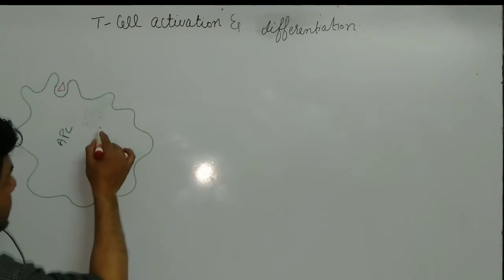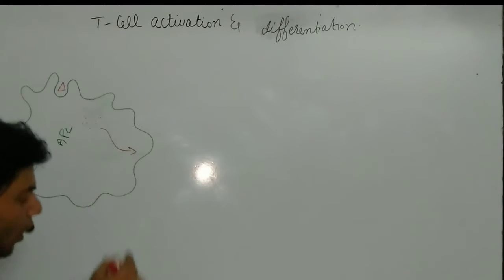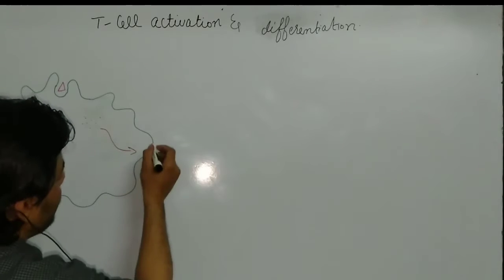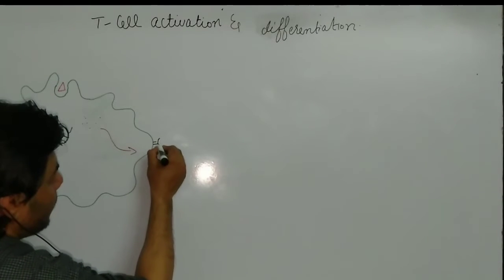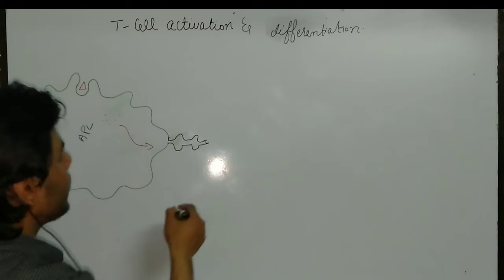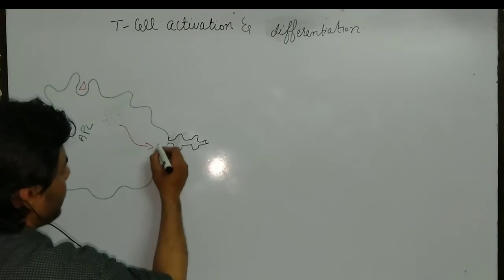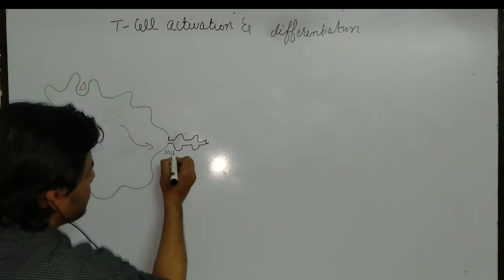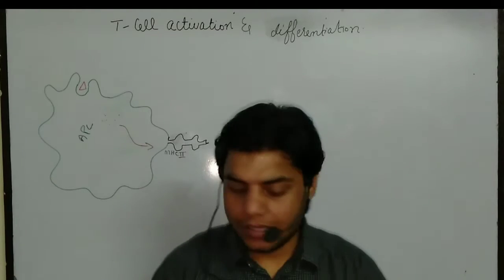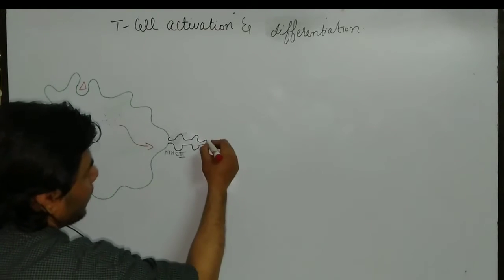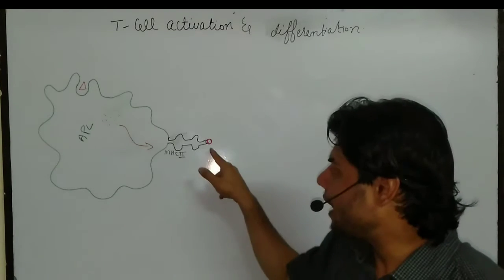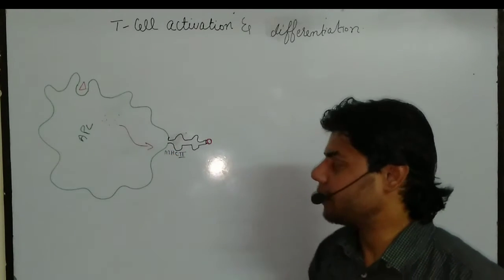After that, this fragment of that antigen will be presented to their receptor, which we call the MHC2 molecule. Okay, so let's suppose this is the MHC2 molecule. Then they will represent the antigen fragment to their receptor, the MHC2 molecule. So let's suppose this is the antigen fragment.